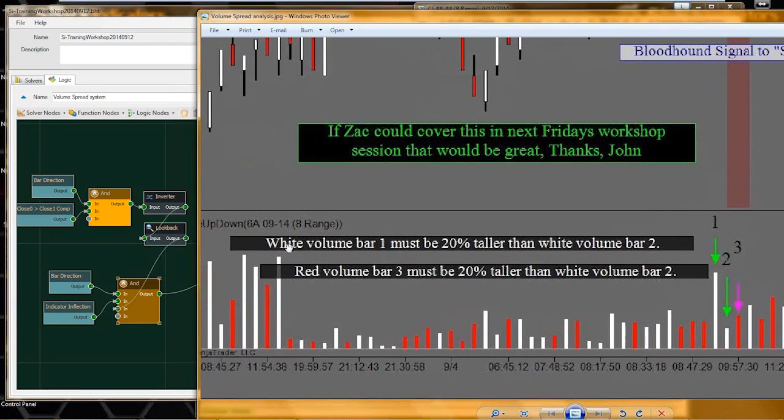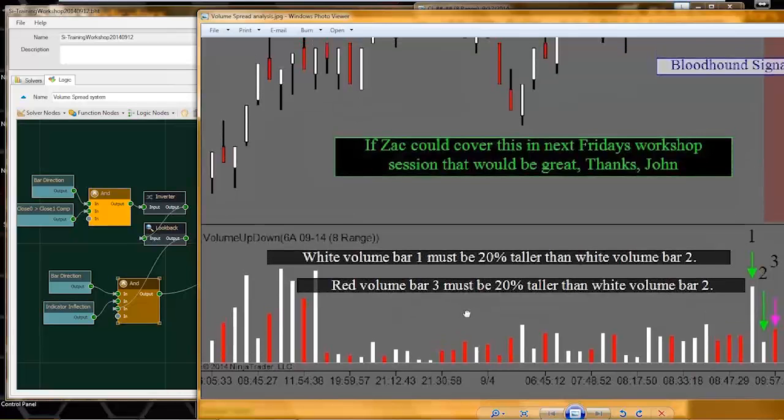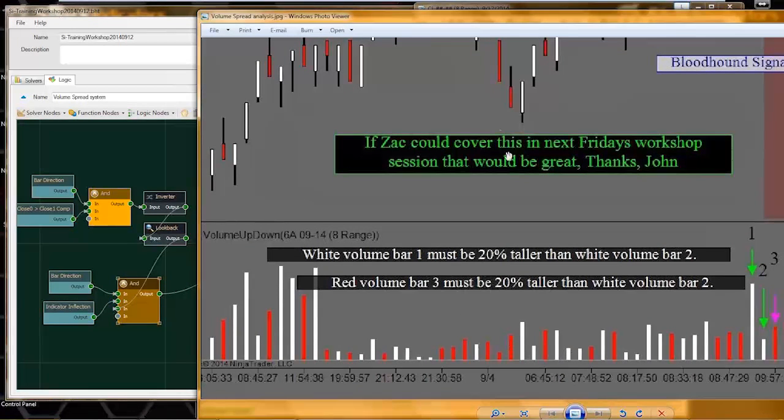Okay, so for volume, bar 1 must be 20% taller than volume bar 2. And really, we can ignore the white and red, right? All this volume up is doing is matching the color of the volume to the color of the bar. That's all it's doing. So we can ignore the colors of the bar. That's really nothing significant. It's just matching whether it's an up or down candle on price.